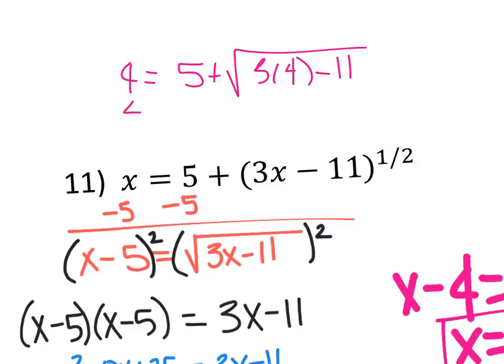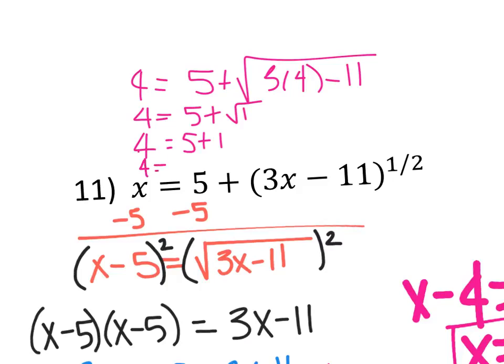So then that's 4 equals 5 plus, okay, what is 3 times 4? And 12 minus 11 is 1, the square root of 1. And the square root of 1 is 1, so I end up with 4 equals 5 plus 1. And what's 5 plus 1? So I end up, like I said, with 4 equals 6. Well, that's not true. That's why 4 is extraneous.